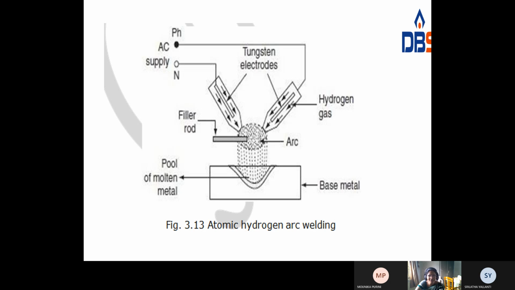Whenever you give the AC supply to these electrodes, the arc is struck between these two electrodes. By using that arc, the filler rod will be melted, so that the filler rod and tungsten are filled in the base metal, that is, the metal which is to be welded. This is the process of atomic hydrogen arc welding.